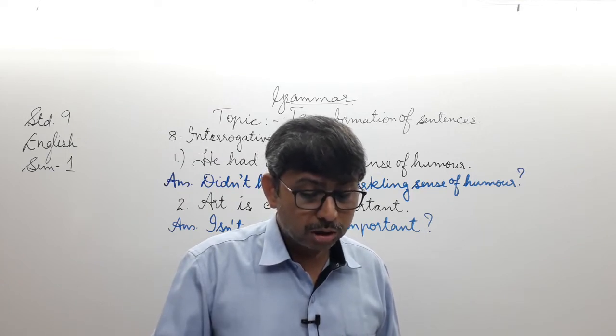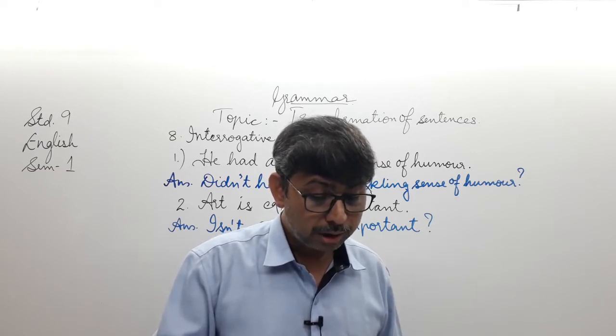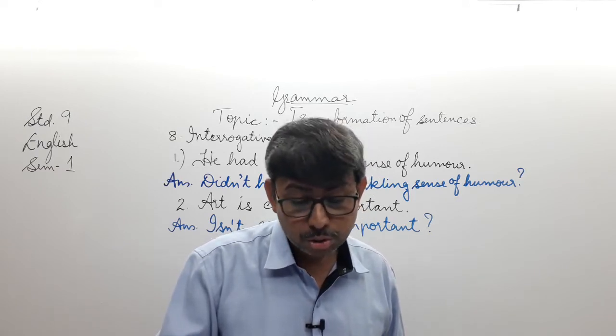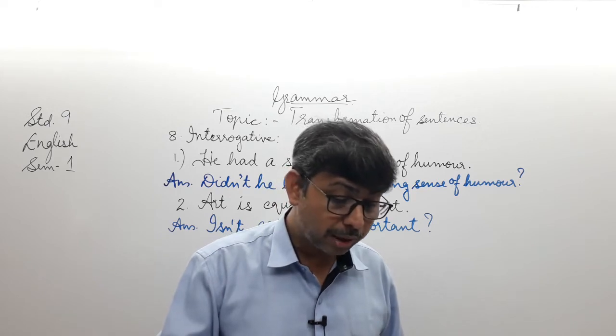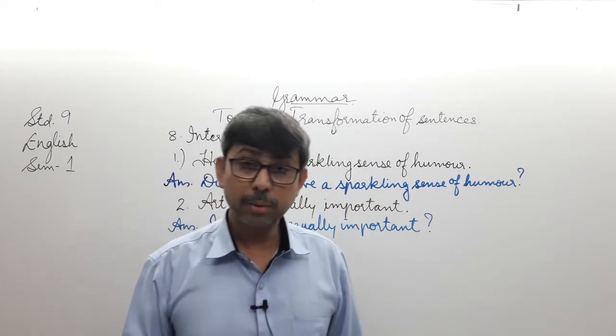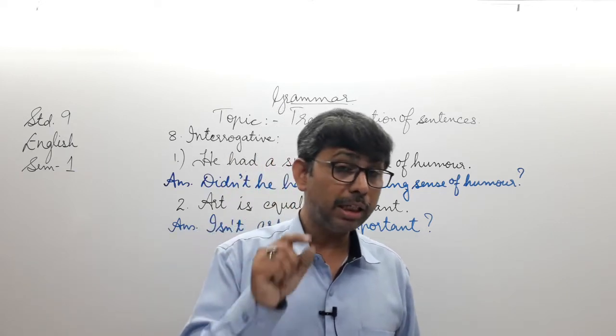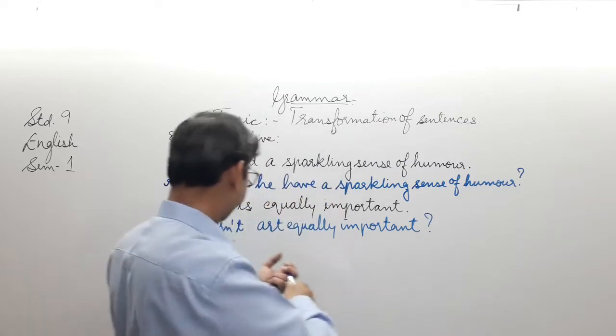Margie went into the school room. Well, we came across this sentence earlier also in question tags. Margie went into the school room, and what did we write over there? We had written didn't she, isn't it? We wrote the word didn't she. The same didn't she can be used to write our interrogative sentence. So let's do it.